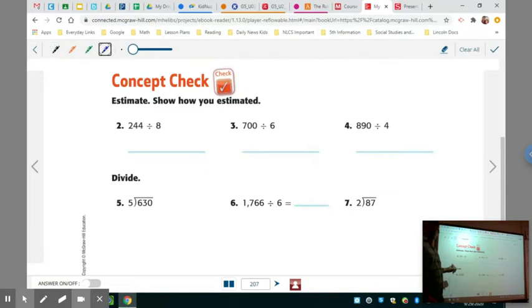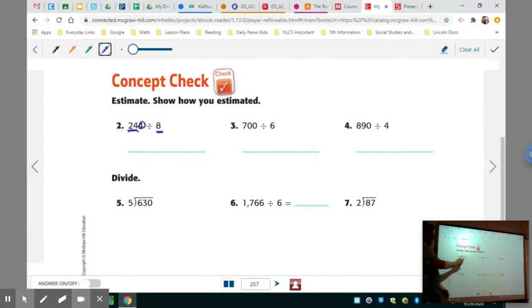So what I showed up here is I look at this number here, and I say, well, does it go into 2? No. But does it go into 24? Yes. I know that. So your ultimate goal when you're estimating is to get as many zeros as you can. Since we know that this 8 goes into 24 evenly, we're just going to make that a 0. So really our problem is 240 divided by 8.